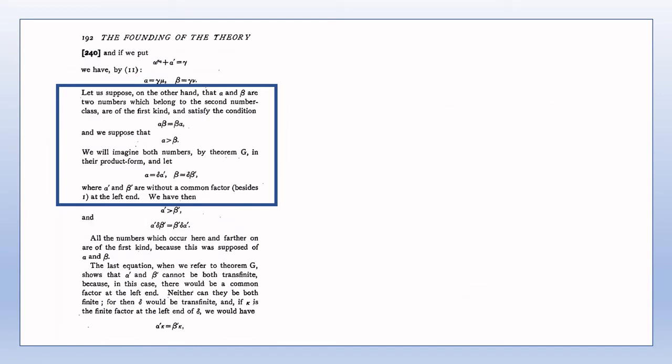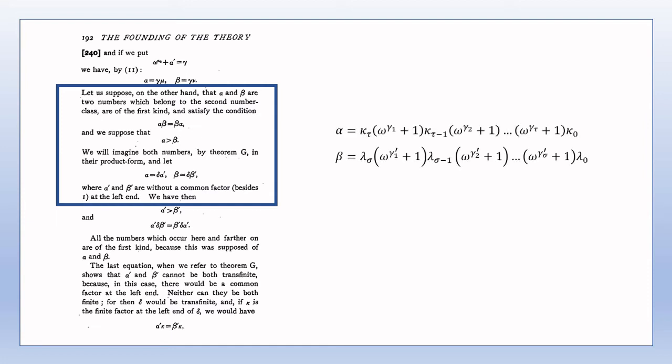Notice that in the products form described in Theorem G of this section, if a number is of the first kind, then gamma naught is equal to 0, and hence omega to the power of gamma naught is equal to 1 by Theorem B of section 18. Therefore, since both alpha and beta are numbers of the first kind by the assumptions in the statement of Theorem K, the products forms can be written as shown on the screen.